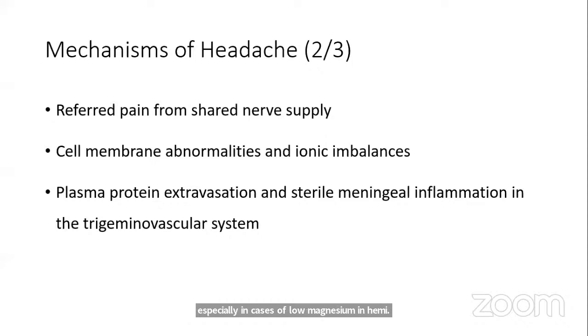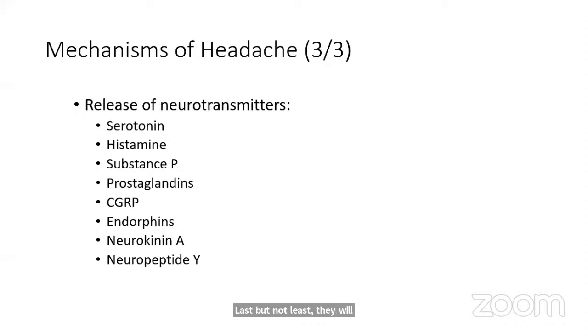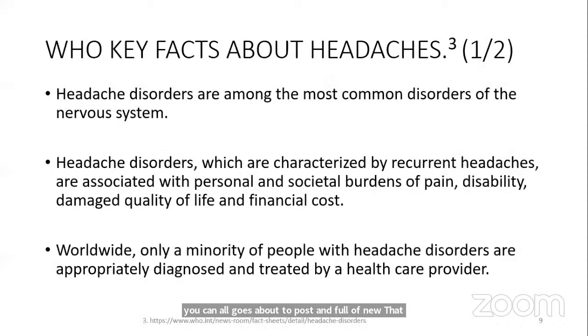There can be plasma protein extravasation. There can be sterile meningeal inflammation, especially in the case of migraine, where the trigeminovascular system is also involved. Last but not least, there are certain neurotransmitters such as serotonin, histamine, substance P, calcitonin gene-related peptide, and endorphins, which can all go on to cause some form of neuroinflammation that also produces headache. Why is it important for us to talk about headaches as primary caregivers?